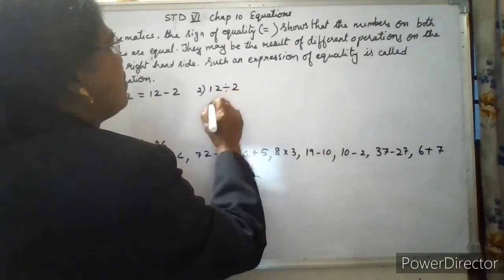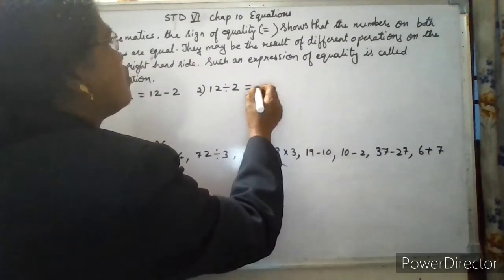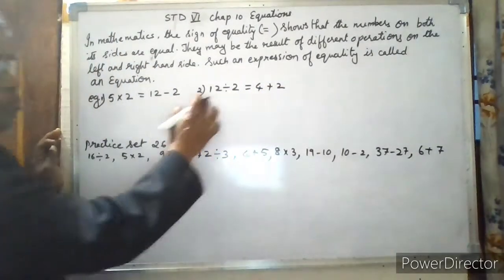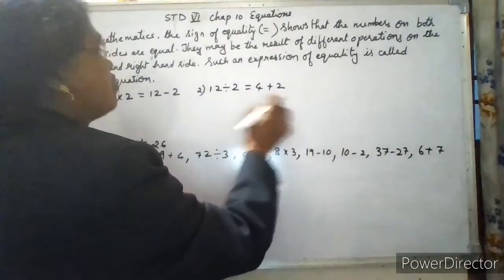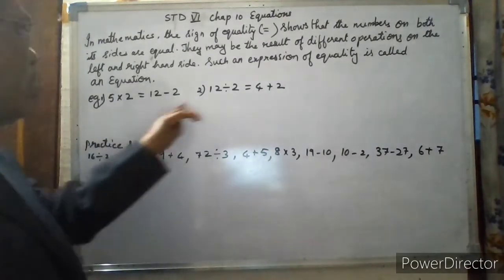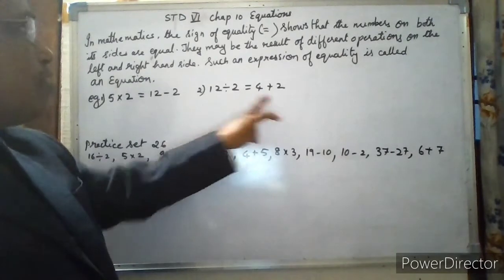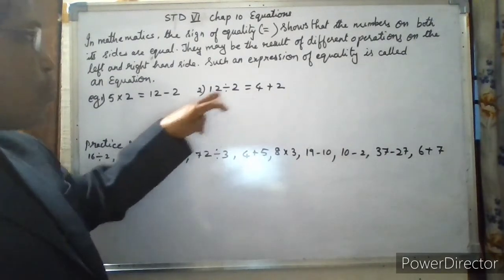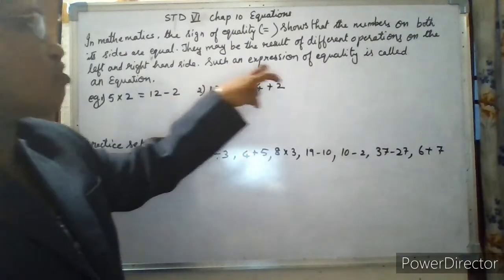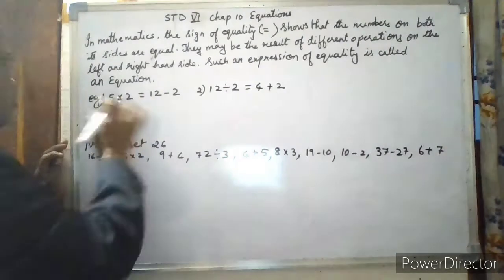Example 2: 12 divided by 2 is equal to, suppose, 4 plus 2. 12 divided by 2 is 6. 4 plus 2 is also 6. So this is an equation. So whenever the equal to sign comes and both the sides are equal, whatever the operations may be, such an expression is called an equation. So this is an equation, this is also an equation.